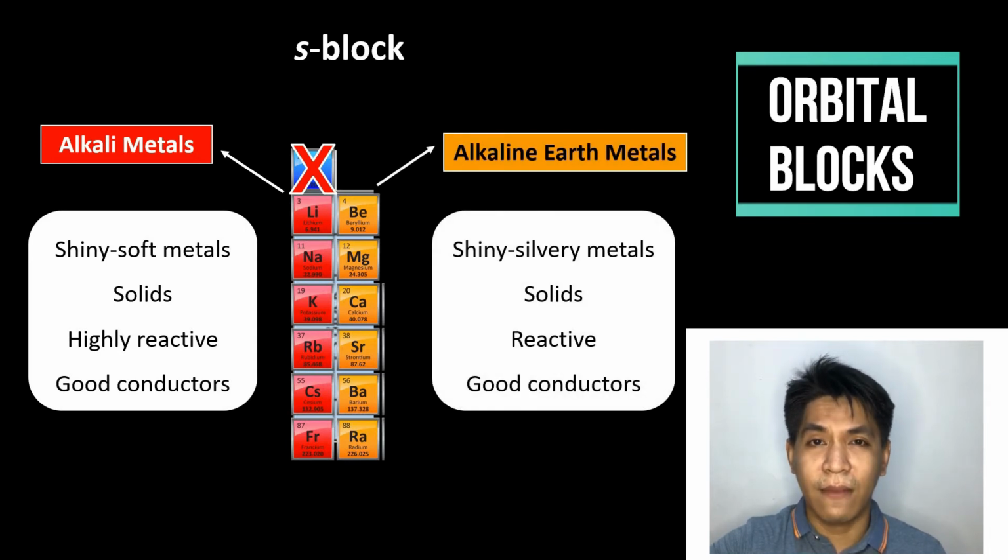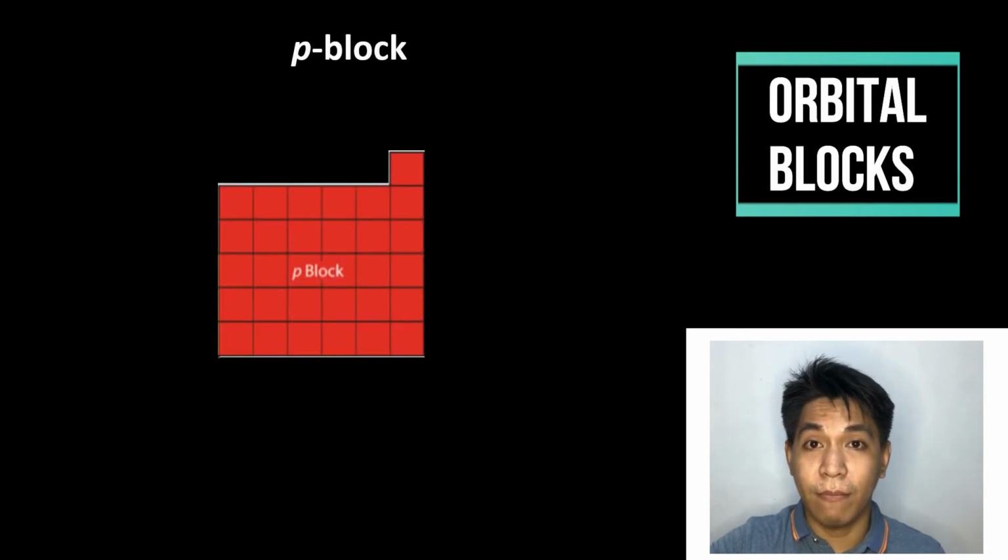These metals have almost the same properties as alkali metals, but with different variation. The alkali earth metals are shiny and silvery in nature. They are solid at room temperature. They are less reactive than the previous set of metals, and they are also good conductors of heat and electricity. Now let's move on to the p block.